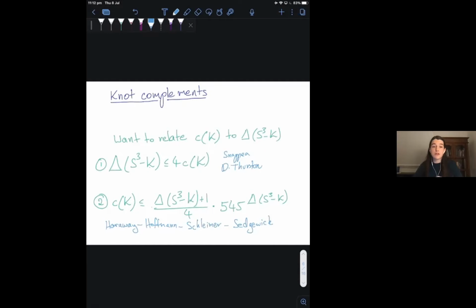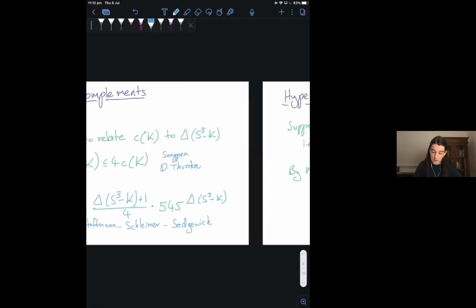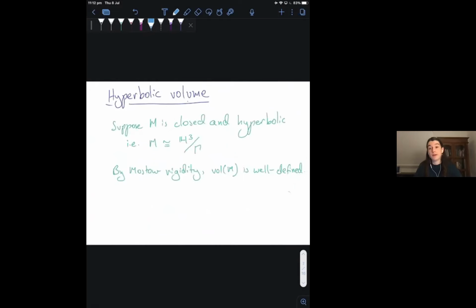Here's a different example, where maybe we don't get this growth, this connection. Okay, hyperbolic volume. Hyperbolic three manifolds are really interesting. Let's suppose our manifold is closed and hyperbolic, and so that's equivalent to M being the quotient of hyperbolic three space by some discrete subgroup of the isometry group.